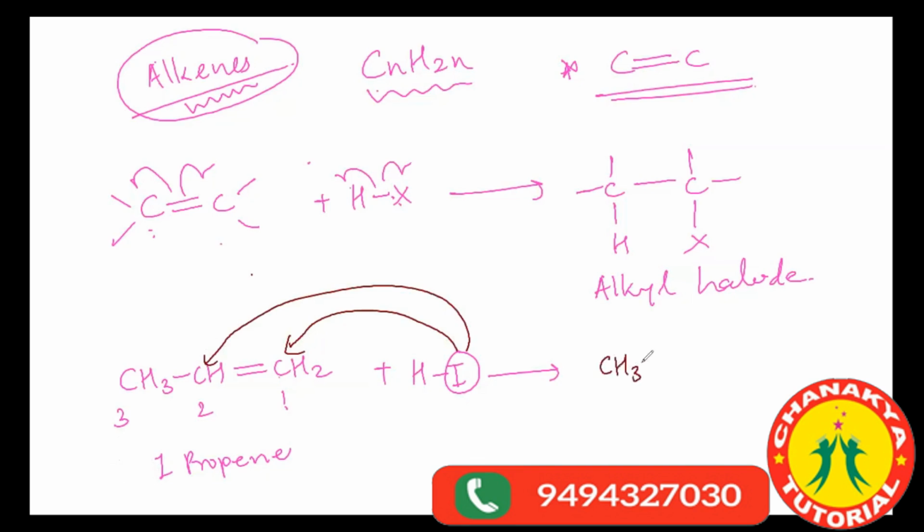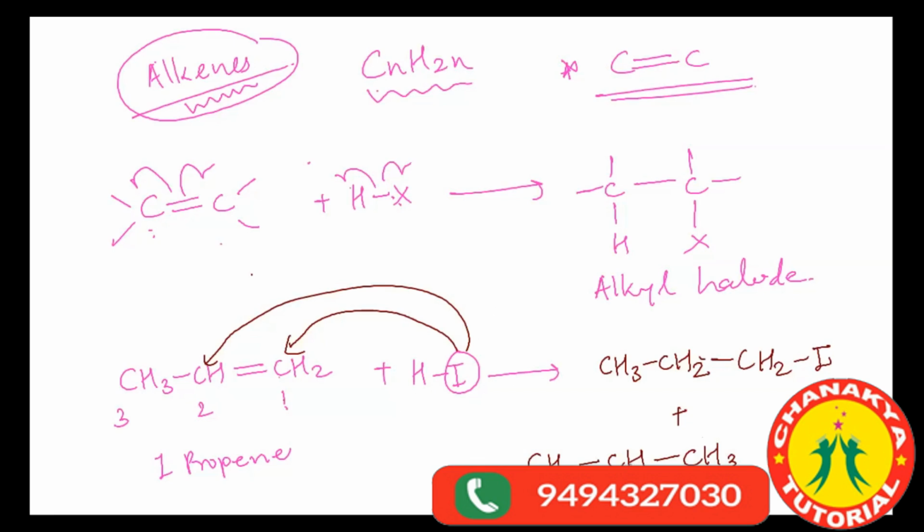Here CH3, CH, right? If iodine is attaching to the first carbon, then hydrogen will go to the second carbon, so it becomes CH2. And here CH2I. This would be your first product. Plus another product would be what? CH3, CH, right? CH3, and here it will be iodine. Clear? Fine. Yes or no? So check the valency. Valency should not exceed 4 for the carbon. Keep it in your mind always.